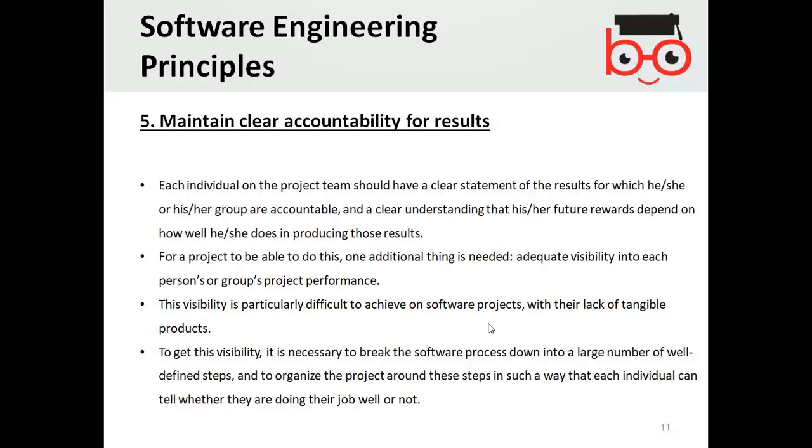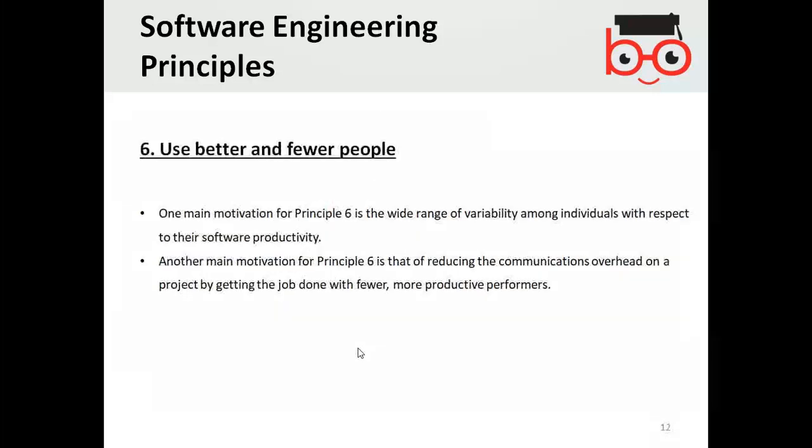It is a little bit difficult, but to get this visibility, it is necessary to break the software process into a large number of well-defined steps, and to organize the project around these steps in such a way that each individual can tell whether they are doing their job well or not. So overall, the accountability of the results depends on the number of people who are developing the software, individually or in groups. So they should be made responsible for the individual segments to be developed.